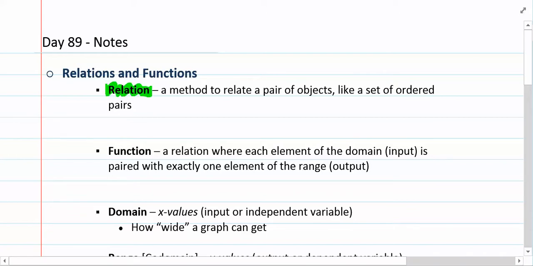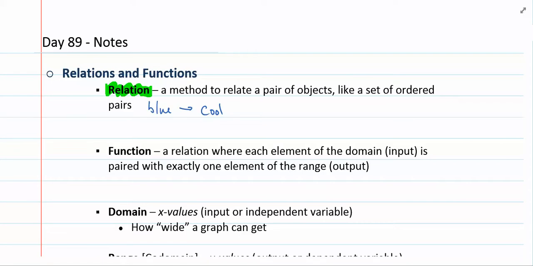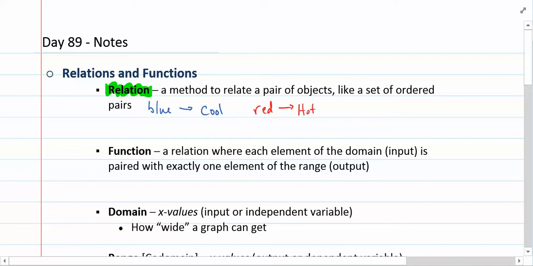And the first definition I want to look at is what's called a relation. A relation is a method used to relate a pair of objects, and it's very similar to creating a set of ordered pairs. So for example, we could relate two words to one another. Let's say I take the word blue. That might relate to you in the sense that blue means a cool temperature, whereas the word red might relate to you in terms of a hot temperature.